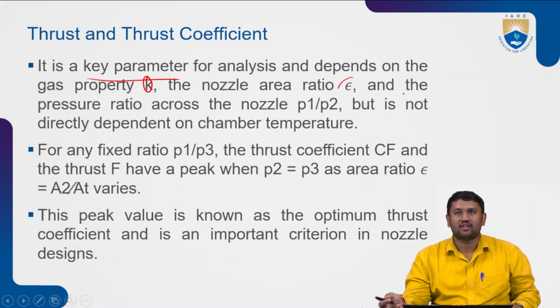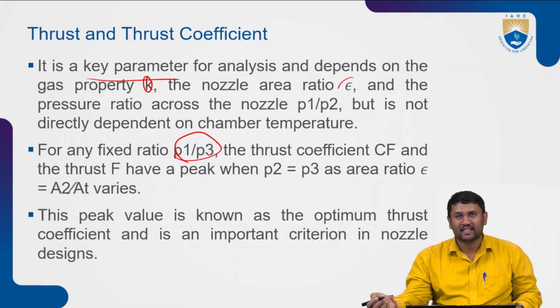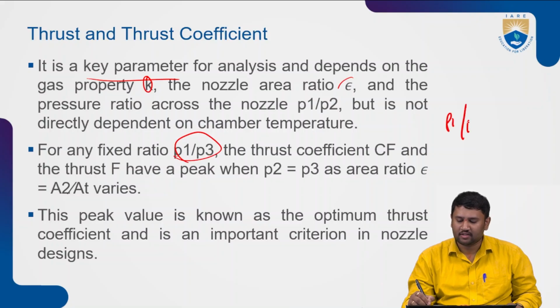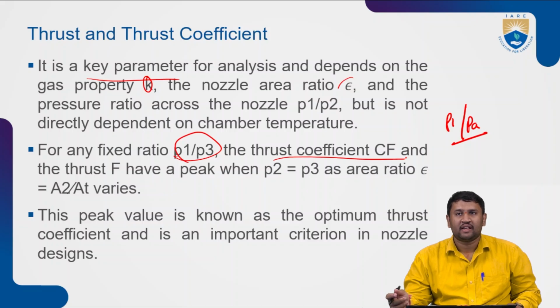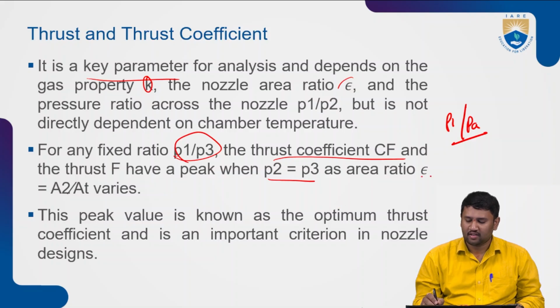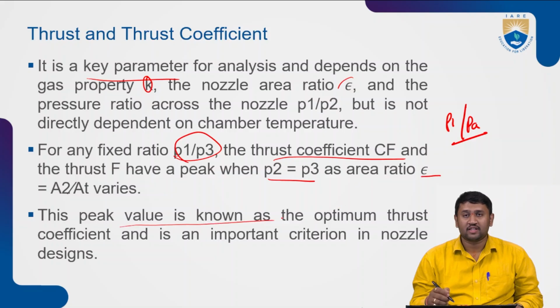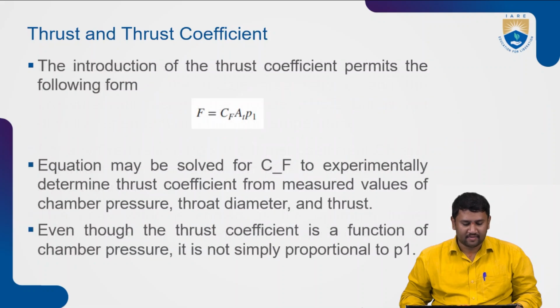It also depends on the pressure ratio across the nozzle, that is P1 to P2, but it is not directly dependent on the chamber temperature. For any fixed ratio of P1, the chamber pressure, to P3, the ambient pressure, the thrust coefficient CF and the thrust F have a peak at P2 equals P3 as the area ratio epsilon varies. The peak value is known as the optimum thrust coefficient, and it's an important criterion in nozzle design.